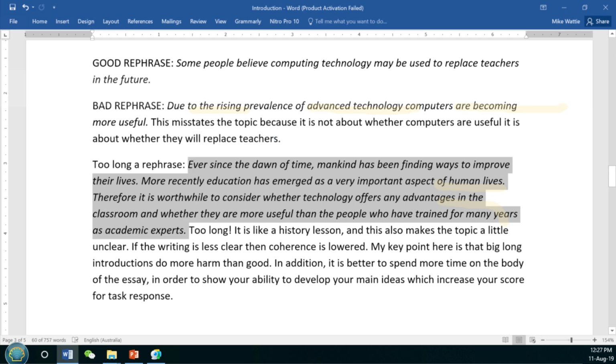So we've got, ever since the dawn of time, mankind has been finding ways to improve their lives. More recently, education has emerged as a very important aspect of human lives. Therefore, it is worthwhile to consider whether technology offers any advantages in the classroom and whether it is more useful than the people who have trained for many years as academic experts.